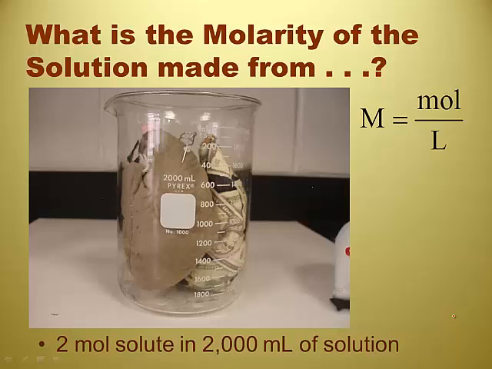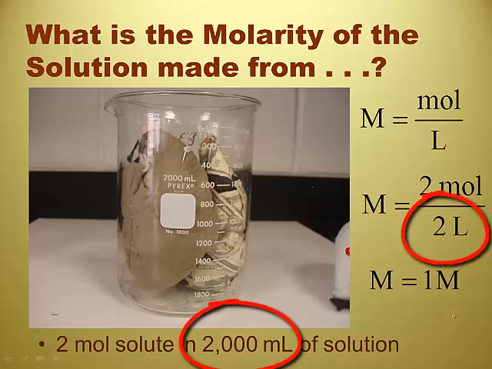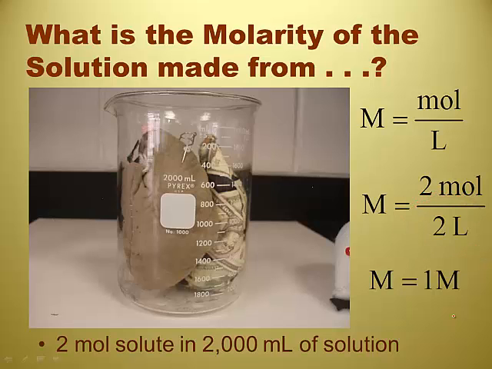At any rate, we got 2 moles of solute in 2,000 milliliters of solution, which is 2 liters. So 2 moles divided by 2 liters, and 2 divided by 2 is 1. So we got a 1 molar solution. It's the same concentration as that last solution. Now, a couple of things, Mr. Kane. If they give you the volume of solution in milliliters, we have to do dimensional analysis, a metric conversion, because the definition is moles of solute per liter of solution. It's always liters, so you have to convert to liters.